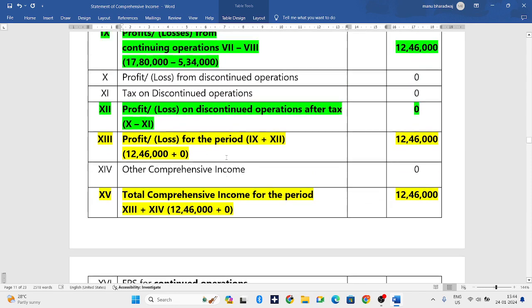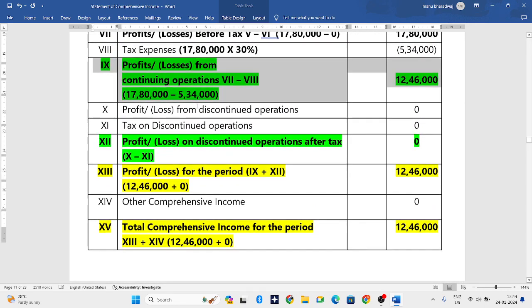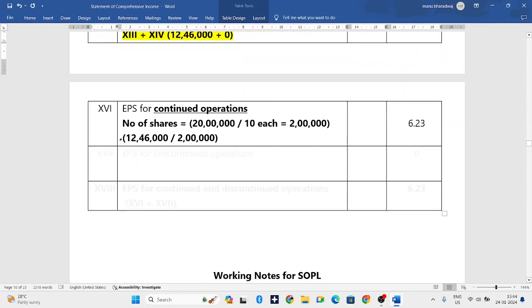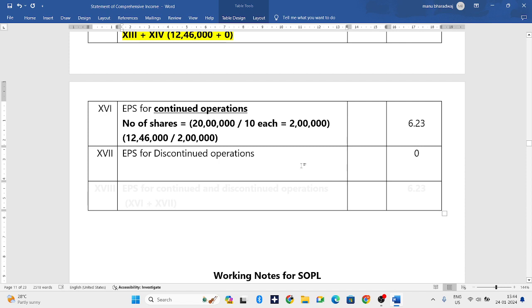So for continued operations, what profit have we got in continuing operations? 12,46,000. So 12,46,000 divided by 2 lakh, because number of shares is 2 lakh. When you divide, you will get 6.23 rupees. So there is no EPS for discontinued operations because there is no profit.